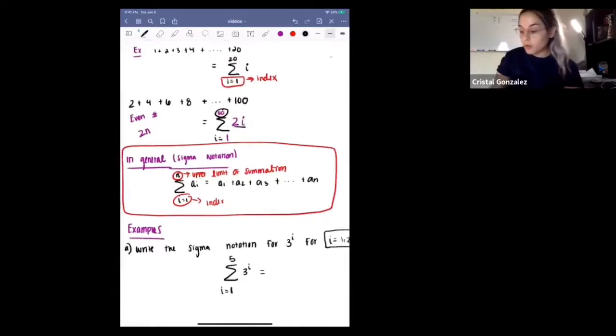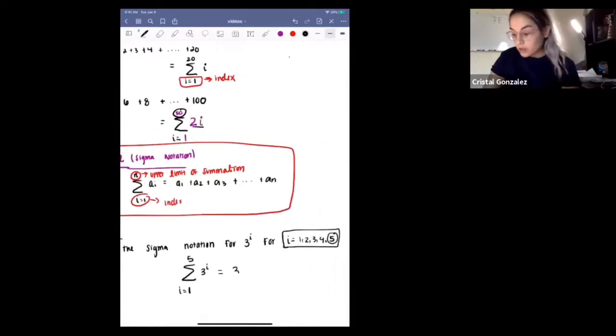Just to get you guys to practice, if we write it in the general form, we would get 3 to the first power, plus, so right here, all I'm doing is iterating through those indexes. I have i equals 1, I plug it in here, 1. Now I'm going to do the second one, plus 3 squared, because every time I iterate through a new one, I need to add the previous one.